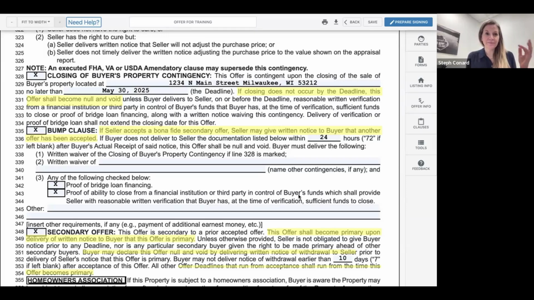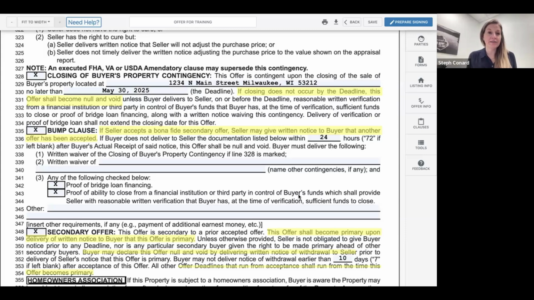So we're going to come along. We're going to communicate to that listing agent. We're going to write an offer. We're going to submit a secondary offer. The negotiations when you're negotiating a secondary offer do not change. You're going to negotiate the offer as you would normally.